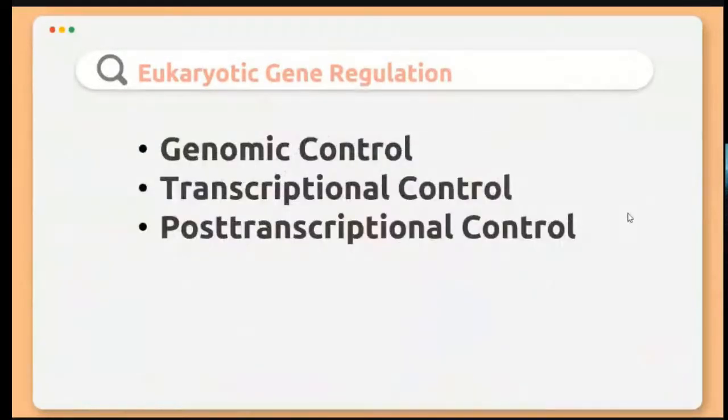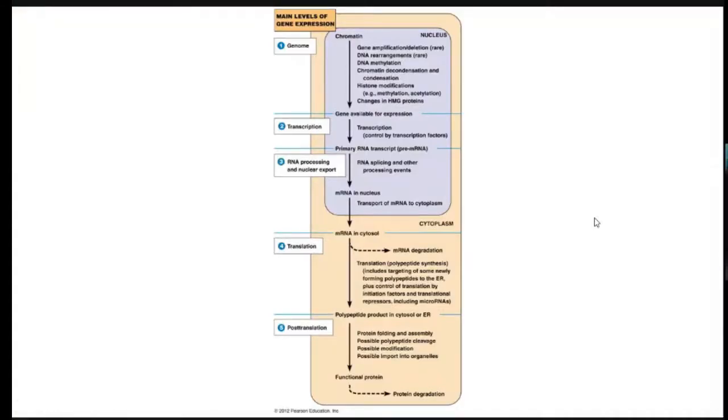And ito yung main levels of eukaryotic gene regulation. First is yung genomic control. Second is yung transcriptional control. And lastly, yung post-transcriptional control. So, yan yung tatlong levels, main levels of eukaryotic gene regulation. And let's take a look at each of this.